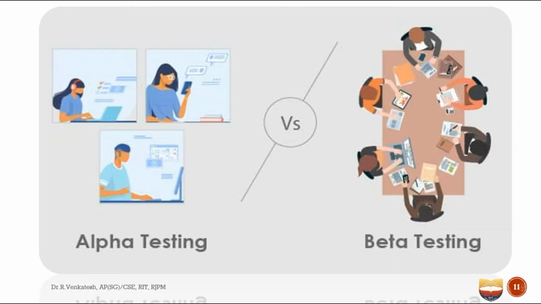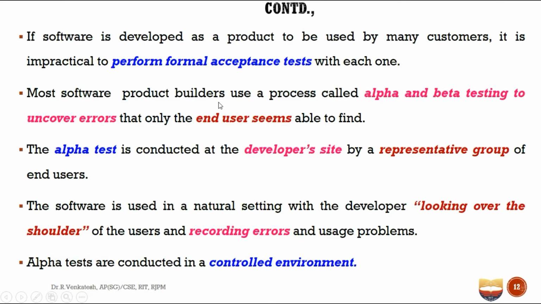Next we are going to learn about alpha testing and beta testing. There is a difference between alpha and beta. First, alpha testing. If the software is developed as a product to be used by many customers, it is impractical to perform a series of acceptance tests with each and every one. We are developing a custom product, so we cannot check each and every customer place by doing the acceptance test.